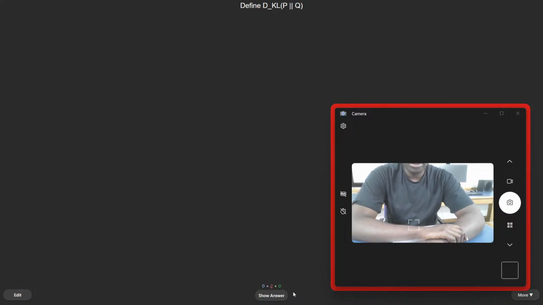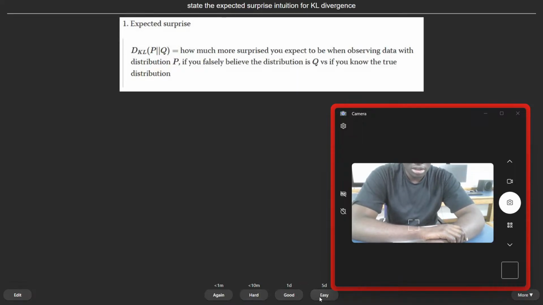Defines D KL of P, Q. Well, I should have clicked good because we have already done that. If we had the correct belief, I should have clicked E P. Same thing.